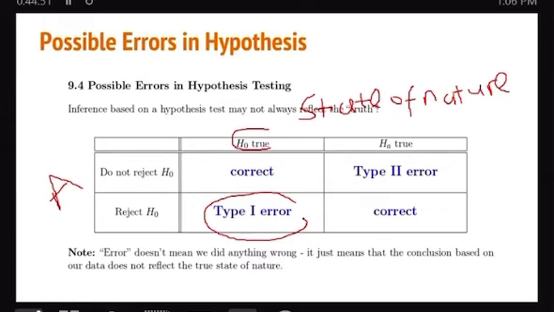Now, type 2 error is when the null hypothesis is false, but we fail to reject it, which means we took a decision that the day is going to be dry, right? And eventually, what happened? Snow, okay? It means the students will come to school, right? That would be type 2 error.